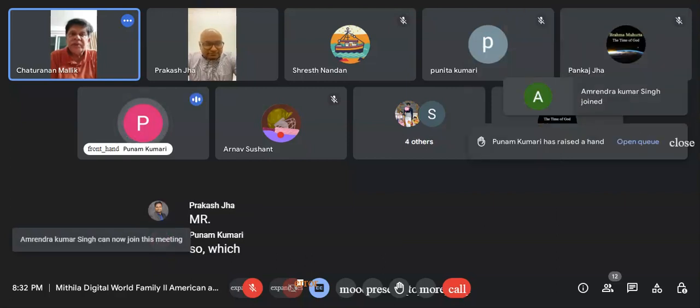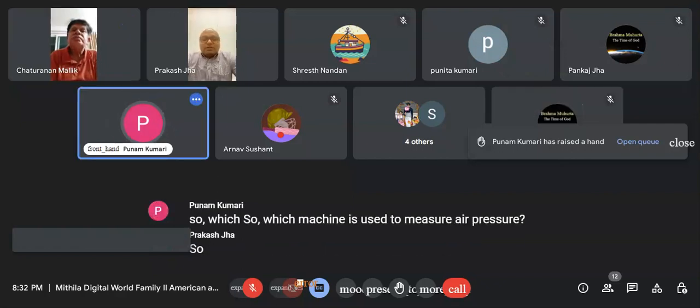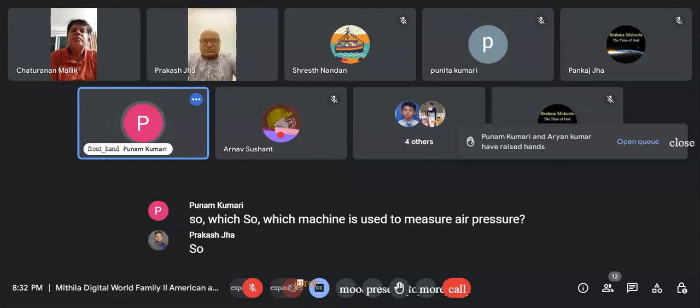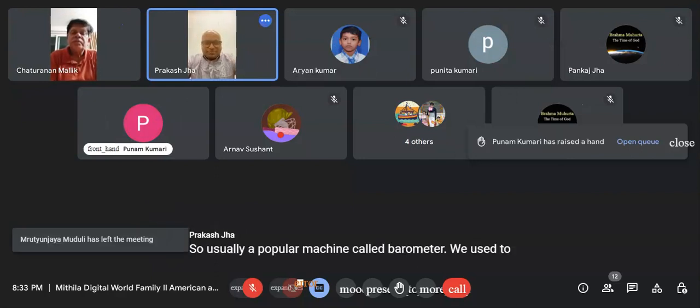Sir, which machine is used to measure air pressure? Oh, great question, Poonam. So usually a popular machine called a barometer is used. It uses mercury, and temperature and pressure come into the barometer. It is mostly used for air pressure.